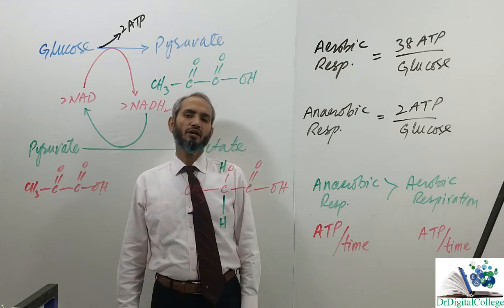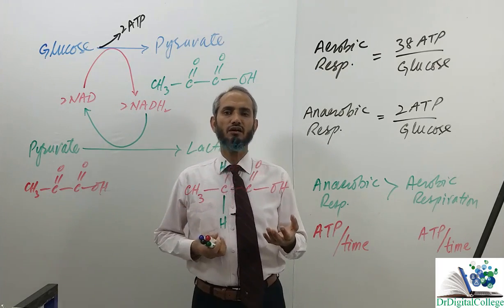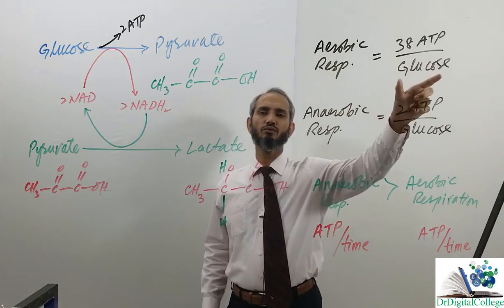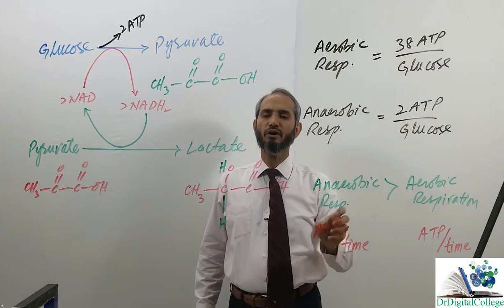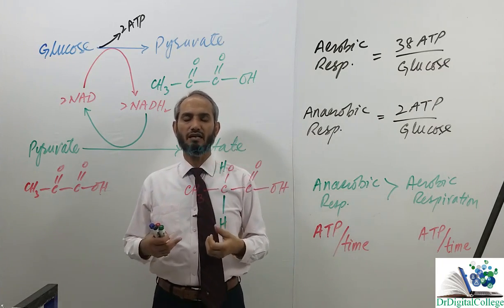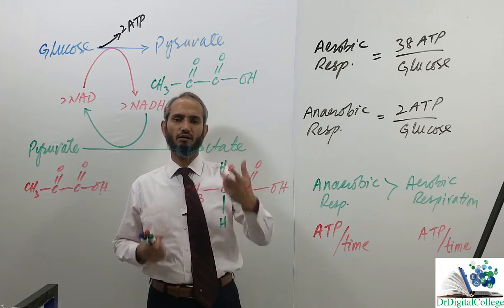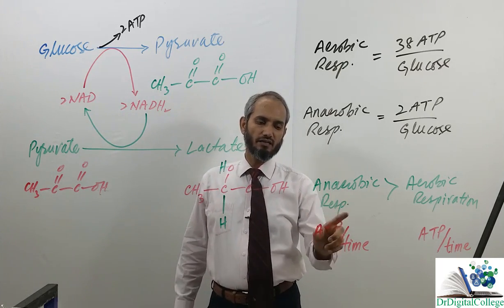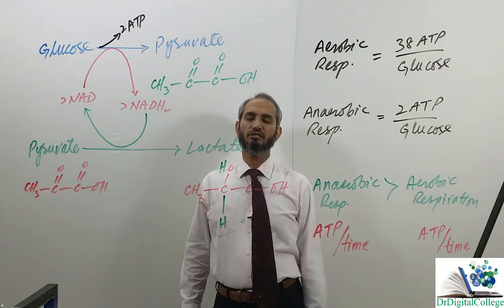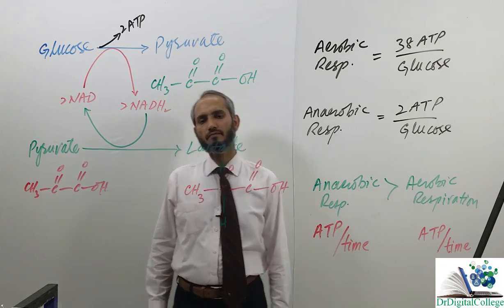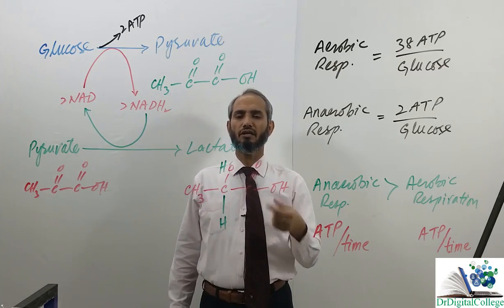And you know, during stress exercise, when we are doing heavy exercise, we are not concerned about the amount of glucose being consumed. We are concerned about the amount of energy produced per unit time, because that is an emergency situation, a stress situation. We need a quick supply of energy. That's why at that time more ATP per unit time is required, and for that purpose anaerobic respiration is more suitable. Now lactate or lactic acid is causing fatigue or pain in our muscles.